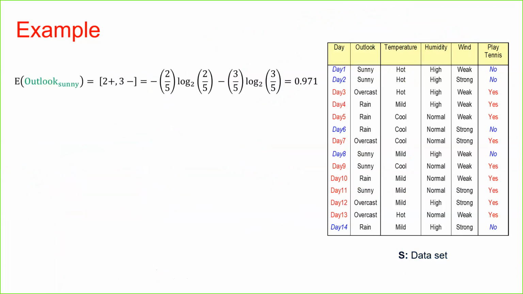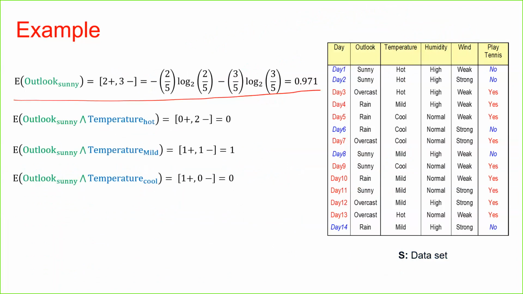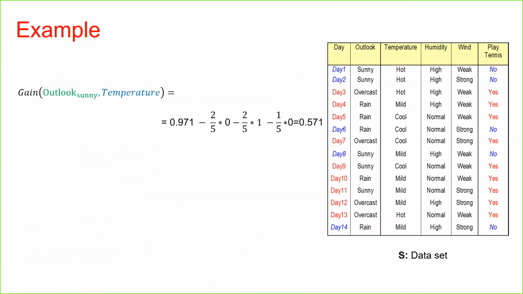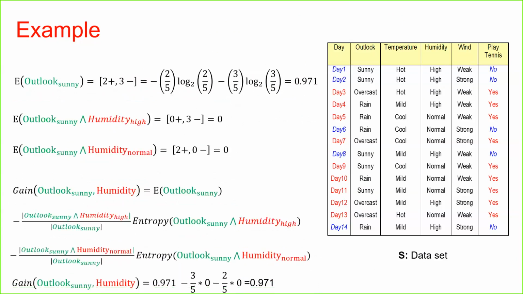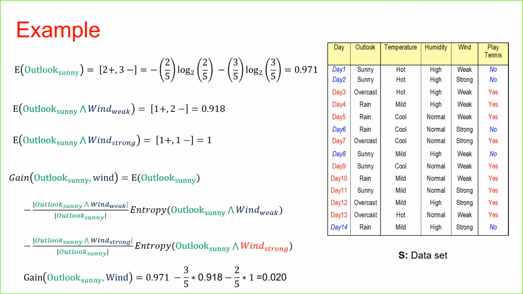So compute the entropy of outlook sunny, 0.971, which is the entropy before splitting. Then compute for temperature: hot, entropy is 0; mild, entropy is 1; cool, entropy is 0. Now the gain is the entropy before splitting, 0.971, minus the entropy after splitting, which gives 0.571, what we computed just now. Similarly, compute the gain for humidity, which is 0.971, and for the wind, which is 0.020. So which is the best, temperature or humidity or wind?